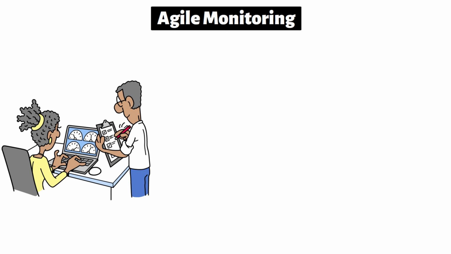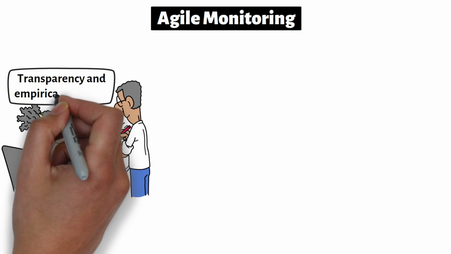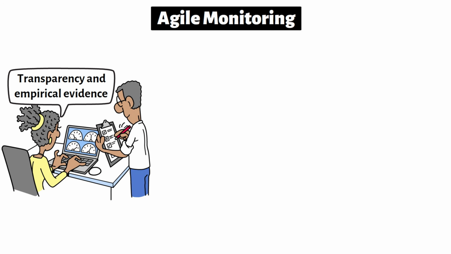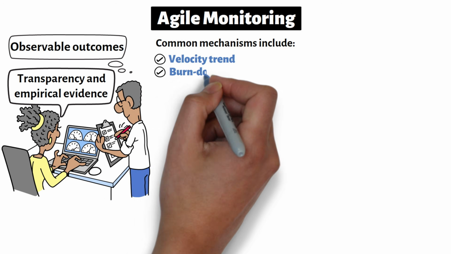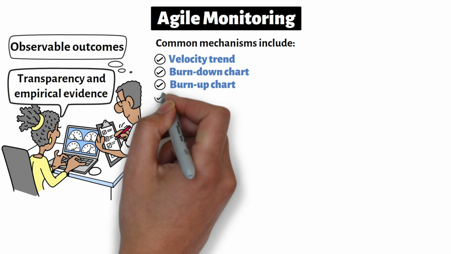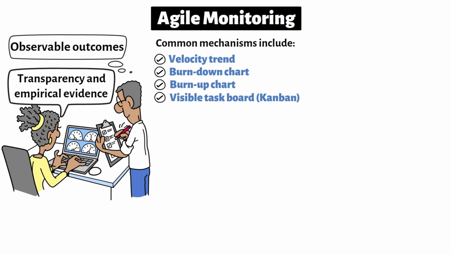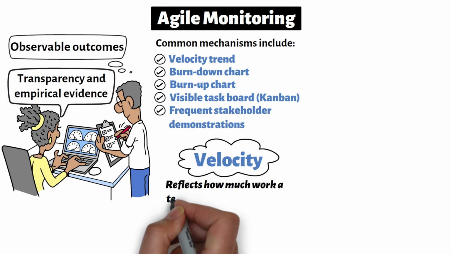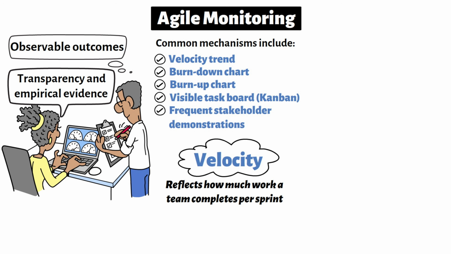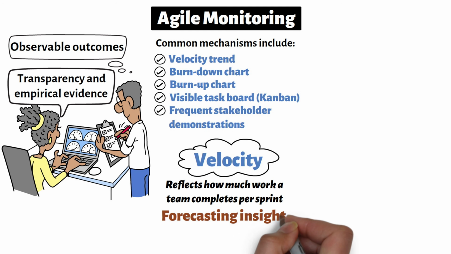Let's first look at how this works in an Agile initiative. Agile relies on transparency and empirical evidence. Instead of comparing performance against a fixed schedule baseline, Agile monitors progress through observable outcomes. Common mechanisms include velocity trends, burn-down charts, burn-up charts, visible task boards, frequent stakeholder demonstrations. Velocity reflects how much work a team completes per sprint. Over time, it provides forecasting insight.